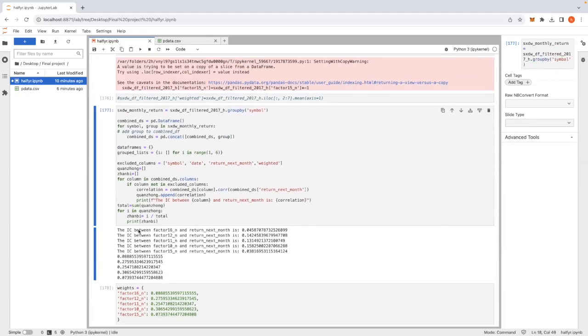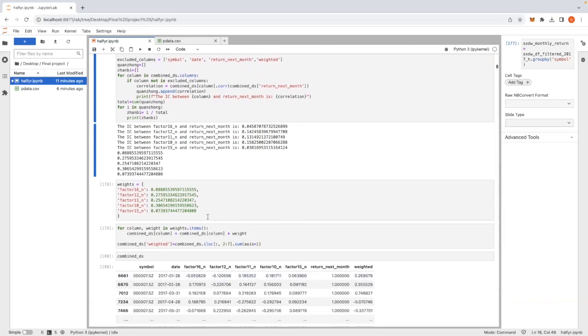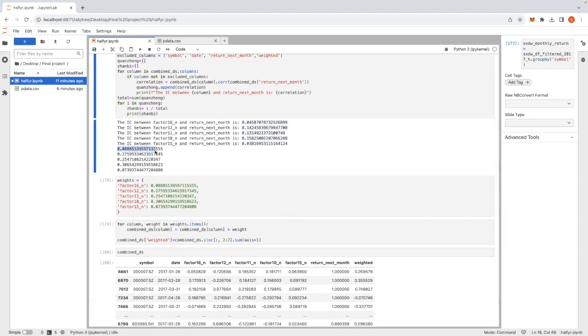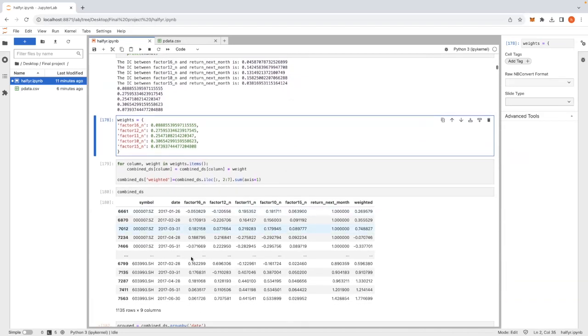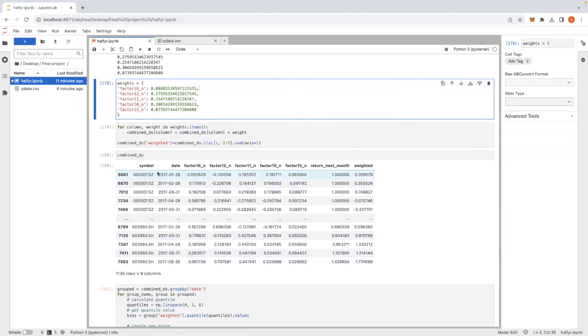Calculating the IC for a factor is pretty common. The IC is between the factors and the return next month of that group. Here's the result. And I use this IC to weight each factor. So that's the weight I calculated. Basically, I just sum those ICs and divide each one, and I got the numbers right over here. Okay, right now, let us combine those into one data frame.